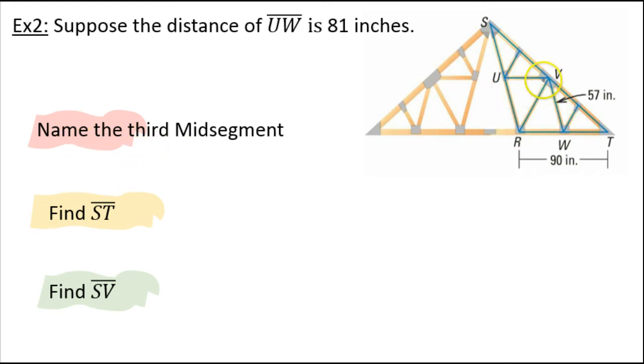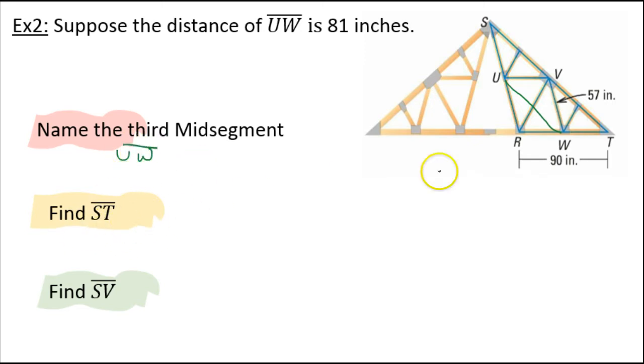So we know UV is a mid-segment of, or parallel to, RT. The other one is VW, which is the mid-segment, and it's also parallel to RS. So the only one we don't have anything parallel to is ST. So this mid-segment would actually be UW. So segment UW would be my third mid-segment.